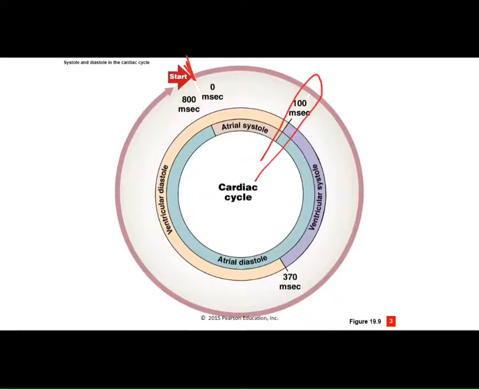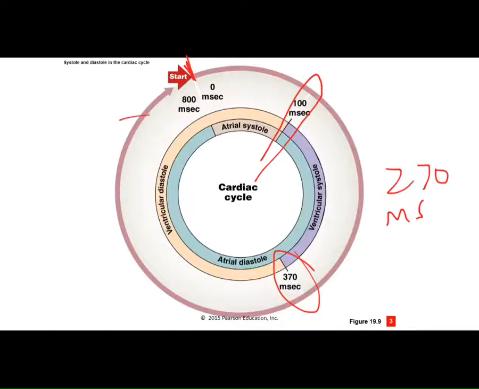It takes about 100 milliseconds. And then the ventricles are going to contract. That's going to take about 370 milliseconds. Okay, that's a total of 370 milliseconds. So that means what? 270 milliseconds. You with me? So what do we notice? That the heart is in relaxation longer than it's in contraction. And that diagram shows you that in numbers. Okay?